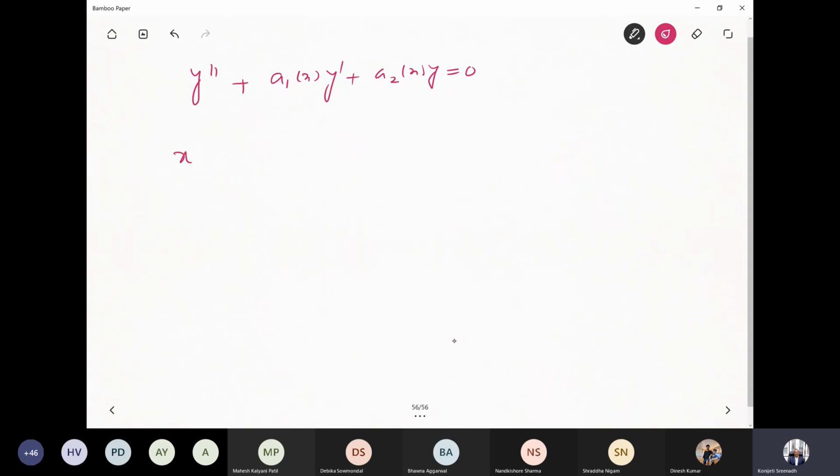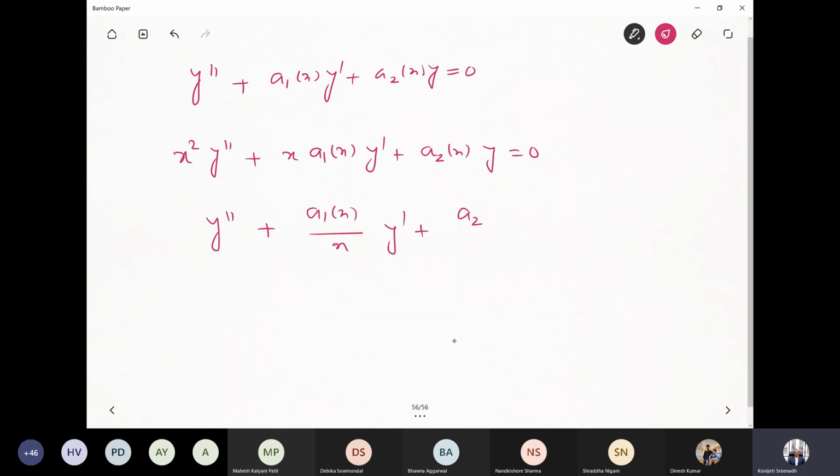That is x square y double prime plus x into a1(x) into y prime plus a2(x) into y. If you write this in normal form, it looks like this: y double prime plus a1(x) upon x into y prime plus a2(x) upon x square into y.